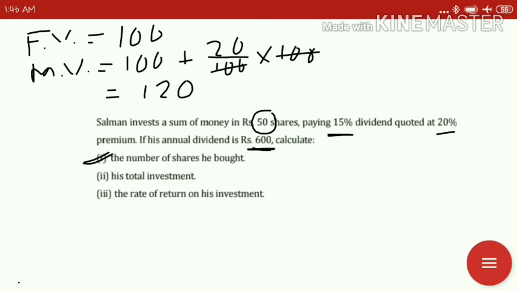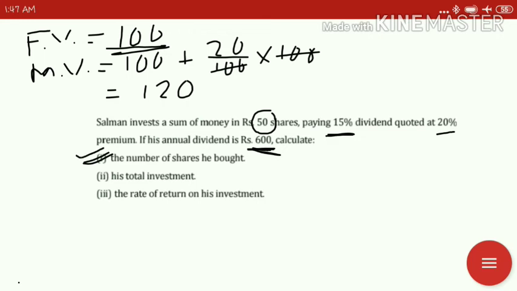So in the dividend we will put the value 600, in the face value we will take 100, and the rate, that is 15%, and the number of shares we will keep as it is, or you can take it as x. From that you can easily find the value of x, and that will be the answer for the first one, the total number of shares he has bought.